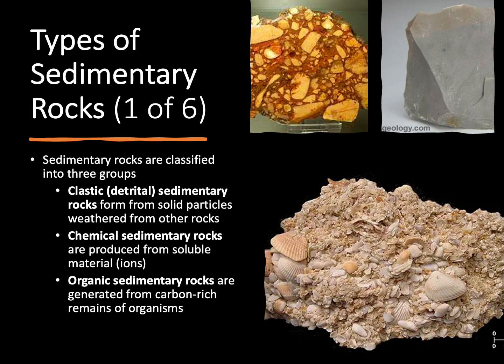And then our third type of sedimentary rock is called an organic sedimentary rock. And these are the ones made from organic bits, or some form of organism, whether it was a plant or animal remain, which we can see here in the bottom image with all of these seashells.